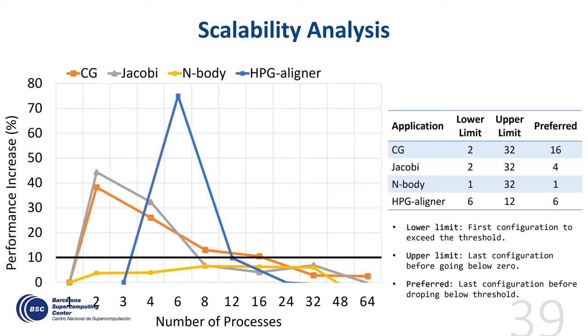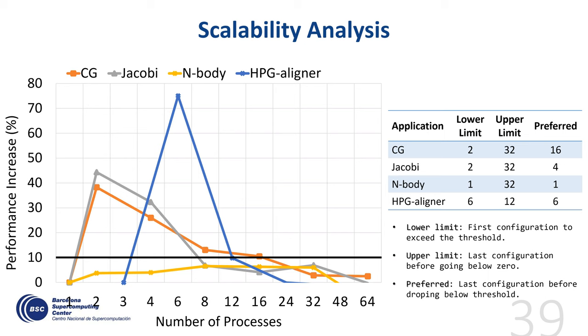For the lower limit, we will use the first configuration to exceed the threshold. Okay, so for conjugate gradient and Jacobi it will be 2 because it's the first configuration that exceeds that threshold. The upper limit is the last configuration before going below 0. So 0 is the end of the chart, and the previous configuration will be the upper bound. It's the maximum scalability, even if it doesn't increase a lot from the previous configuration. And the sweet spot is the last configuration before dropping below the threshold.